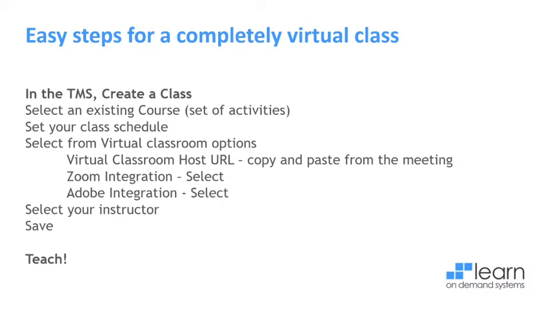In the TMS, in our training management system, you create a class. When you create that class, you select an existing course from the list of courses available to your company. A course is nothing more than a selection of activities. It might be a set of SCORM content, maybe an evaluation or a survey, maybe an assessment, and then maybe some labs, and then a survey at the end. That one thing is put together into a course. That would be the selection of activities. That's already pre-generated for you.